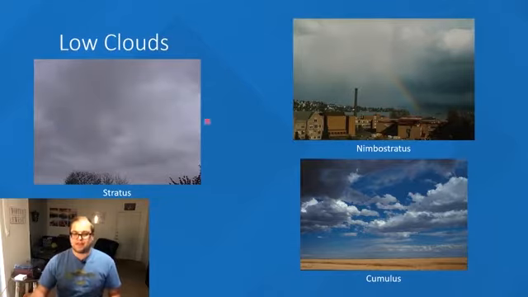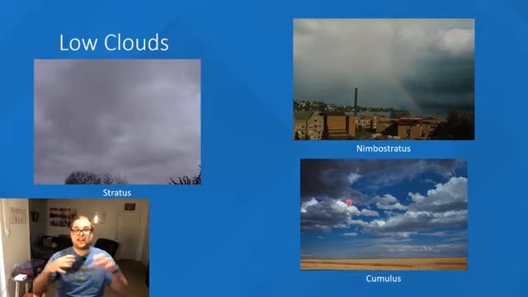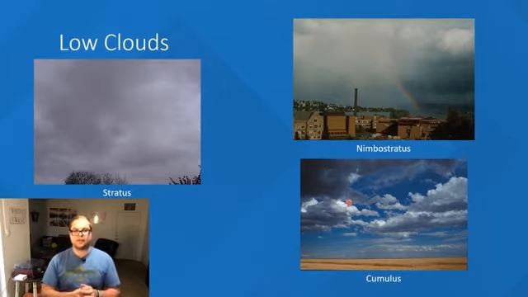And of course, if you get rain with stratus clouds, that's when you get nimbostratus. Nimbo means rain, and that's where cumulonimbus comes from as well. And here you have your cumulus clouds, which we see a lot here in the spring and summer, those puffy clouds that are pretty close to the Earth's surface, maybe just 1,000 to 2,000 feet above the surface. So those are the low clouds.